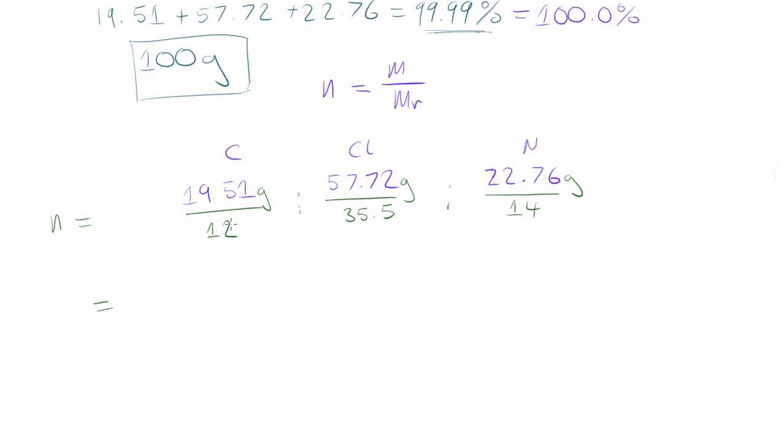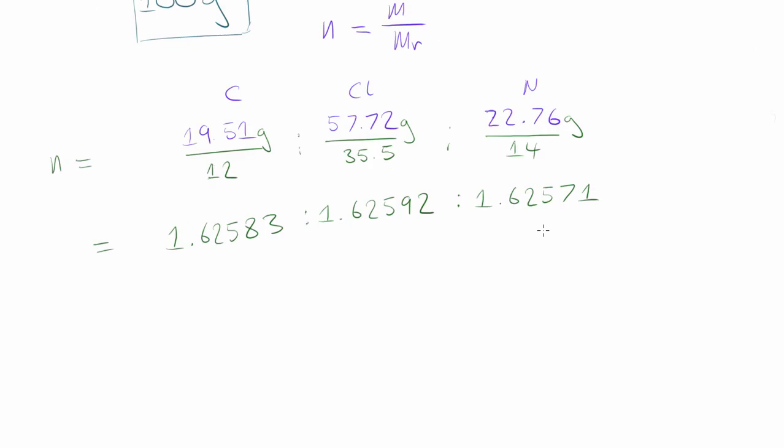Okay, so if you did that, what you should have found is that for the first one, 19.51 over 12, that's 1.62583. For the chlorine, you're going to get 1.62592. And for the nitrogen, you're going to get 1.62571. So these are the various molar quantities of each of these.